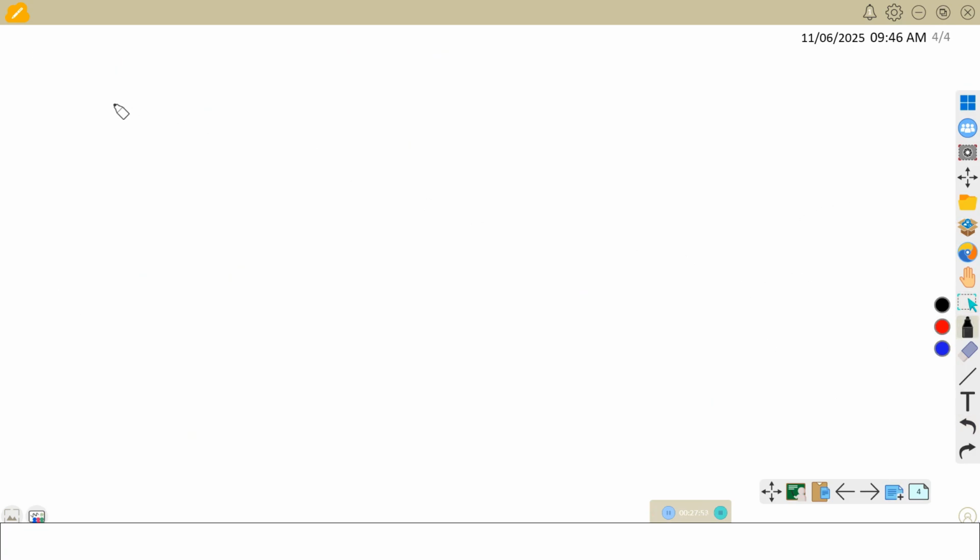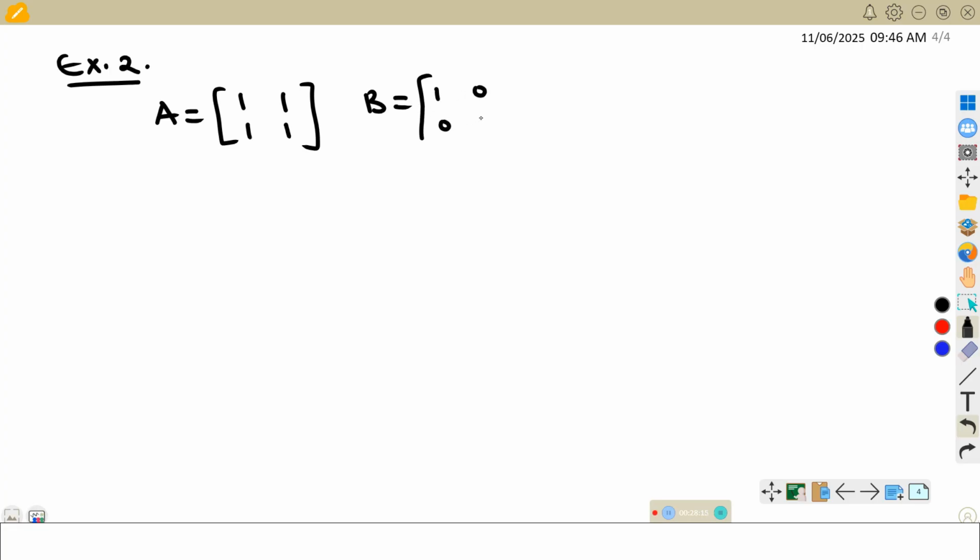So we are looking at example number 2. We are given a vector space V of 2 by 2 matrices, with matrices A, where A is 1, 1, 1, 1, B is 1, 0, 0, 1, and C is 1, 1, 0, 0. Now we need to determine whether these matrices A, B, and C are linearly dependent or linearly independent. So we look at the solution.